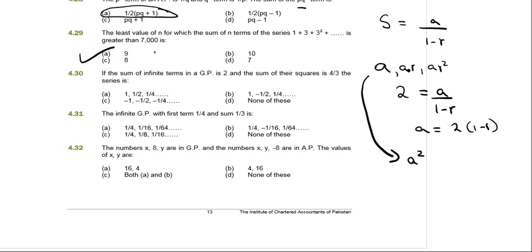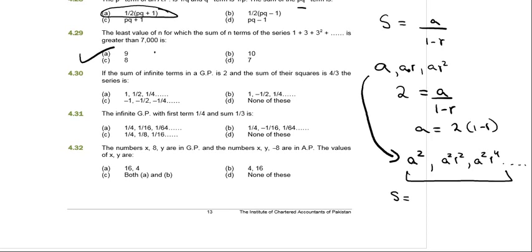It further says that if all the terms are squared, the sum of their squares: the first term becomes a squared, the second term is (ar) squared, which is a squared r squared. The third term is (ar squared) whole squared, which is a squared r to the power 4. If we sum all of these, it will be 4/3. So the sum is 4/3.